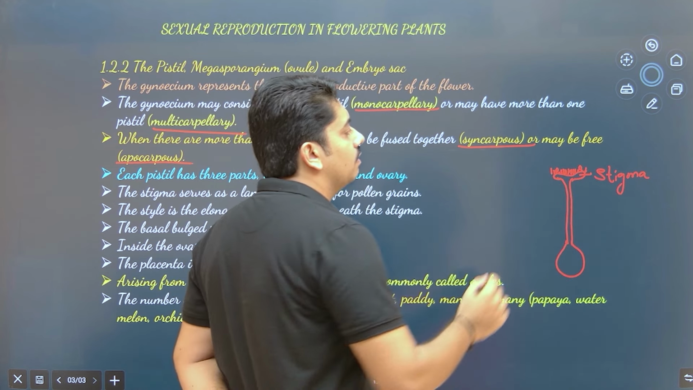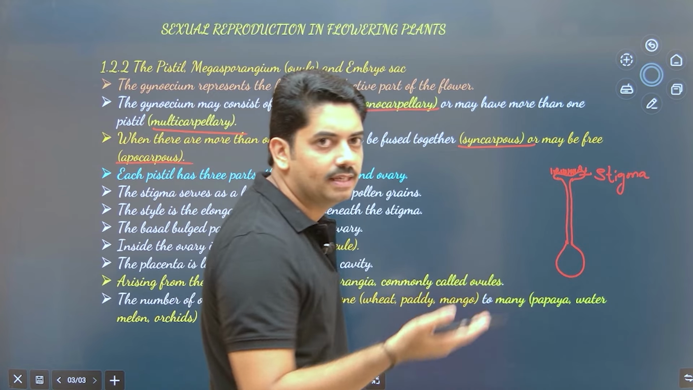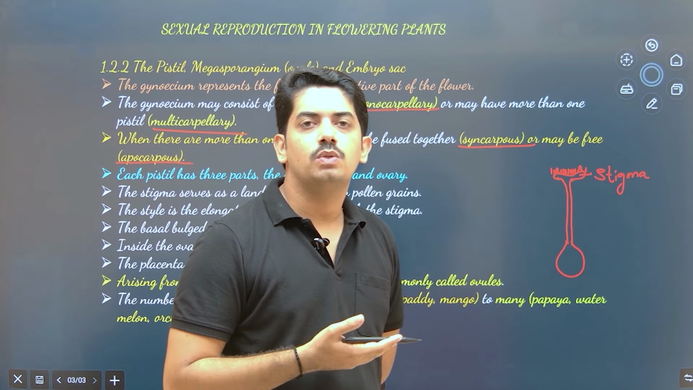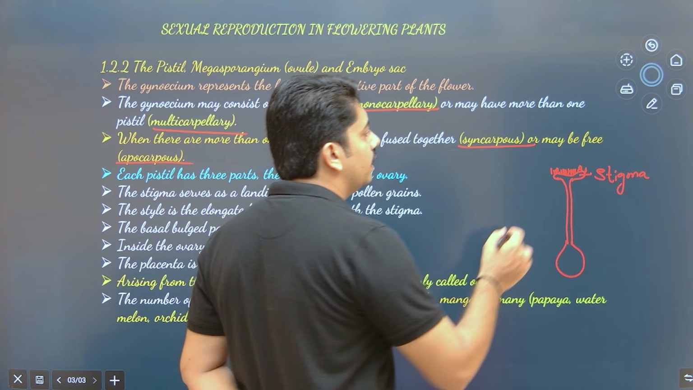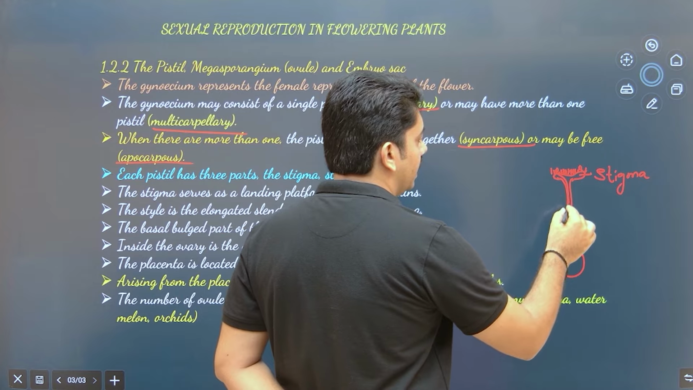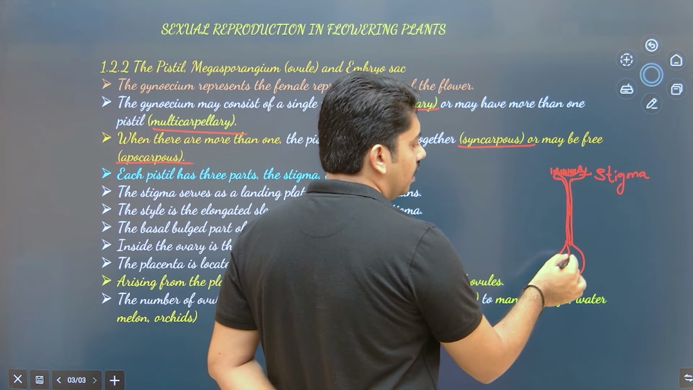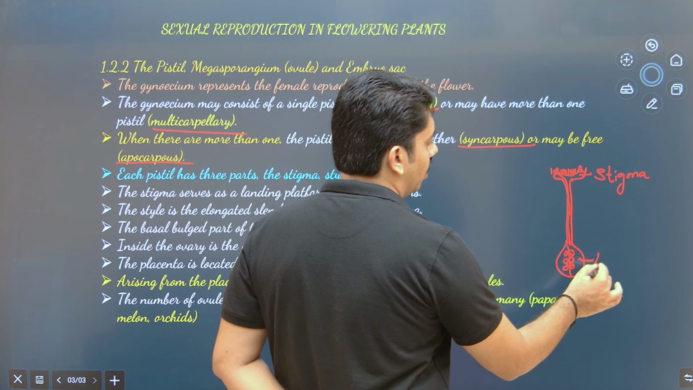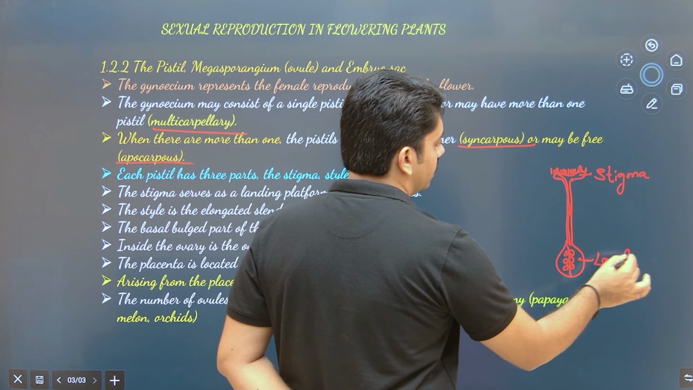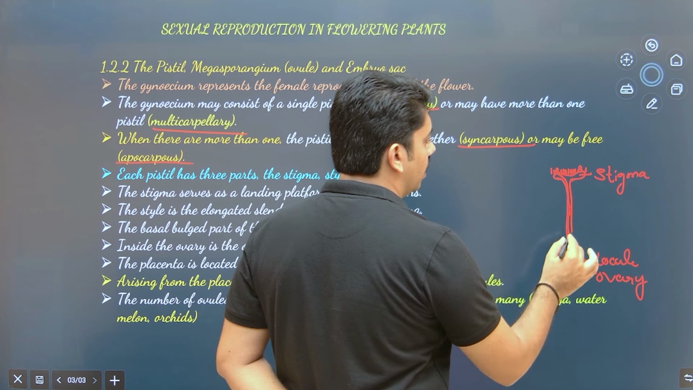These pollen grains, when they land on the stigmatic surface, there are certain types of chemicals which help the pollen grain to germinate on the stigmatic surface, and the germinated pollen tube now passes through the style and reaches the ovary, and inside the ovary there is a chamber. That chamber we call the locule. Okay, so this is the ovary. The chamber inside the ovary is called the locule.